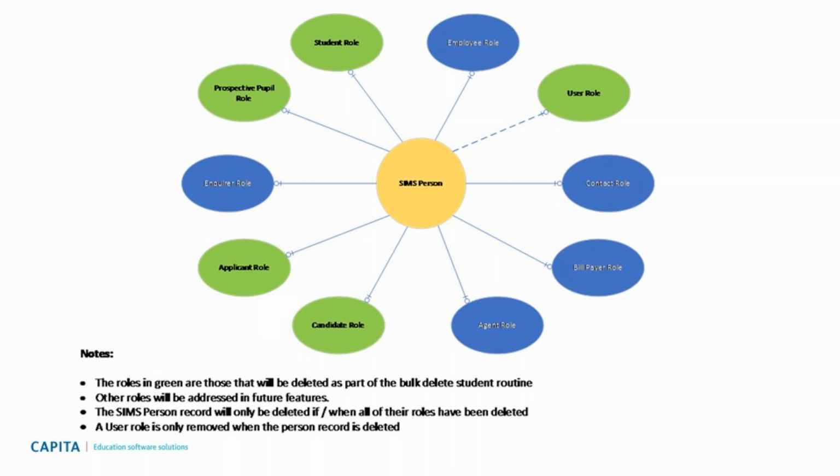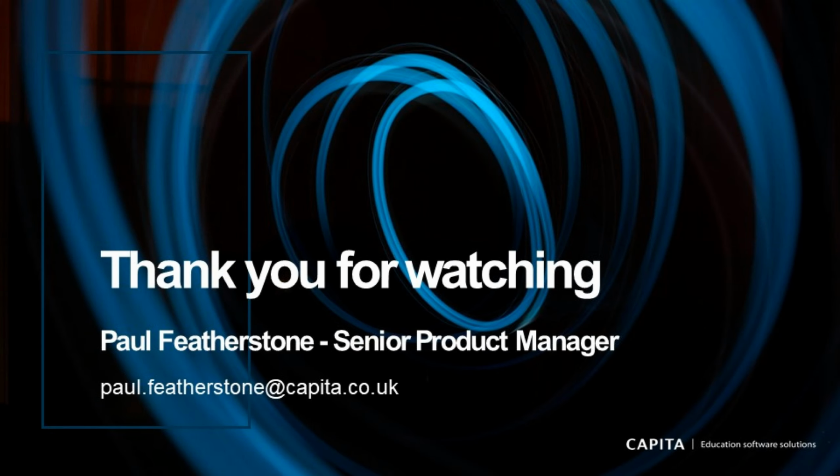So when we run the delete all student data routine, we will attempt to delete all the student data and the central person record, but only where that SIMS person record is linked to prospective pupil, student, user, candidate and application roles. If the same SIMS person record is linked to any of the blue roles, i.e. is also an employee, we will delete the student related data in green, but retain the central SIMS person record as it forms part of the contact record.